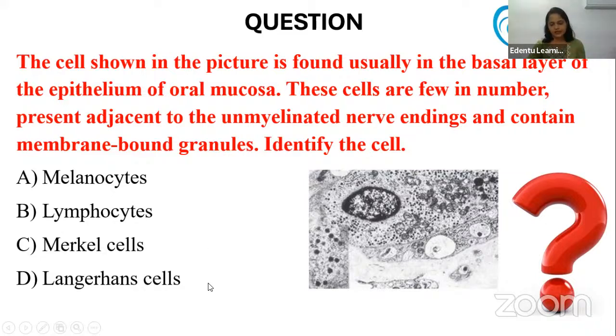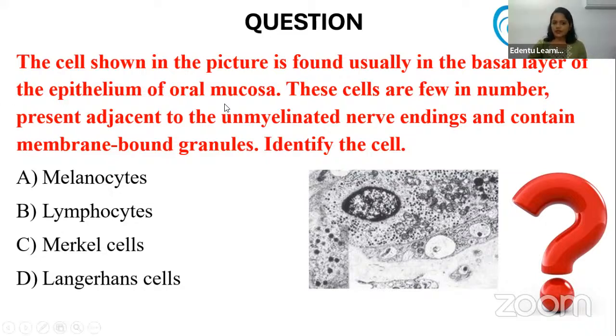All of these are non-keratinocytes. In the oral cavity, you have both keratinized epithelium and non-keratinized epithelium. Likewise, we have keratinocytes and non-keratinocyte cells also. These non-keratinocyte cells are also called dendritic cells or clear cells. All four options given here are non-keratinocyte cells present in the oral cavity. They are asking you to identify which type of cell it is.